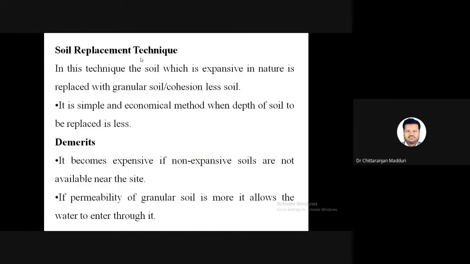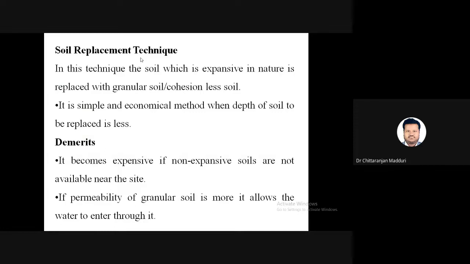In the soil replacement technique, the soil which is expansive in nature is replaced with granular soil or cohesionless soil. Granular soil means sandy soil or gravel material. It is a cohesionless soil. That's why it is non-swelling in nature. They don't have any negative charge, so they don't attract the water molecules present in the moisture. That's why the expansive soil is replaced with granular or cohesionless soil.